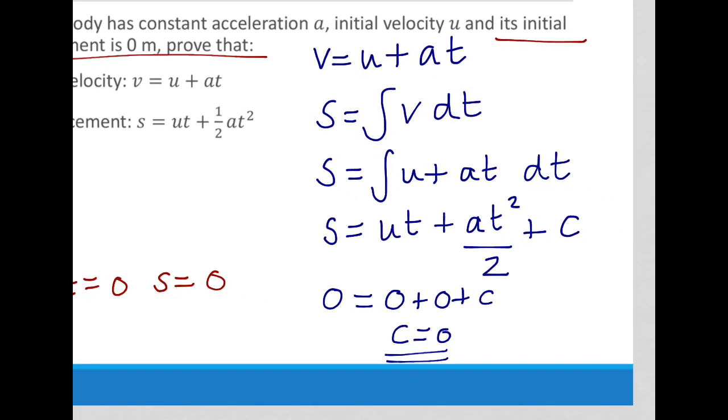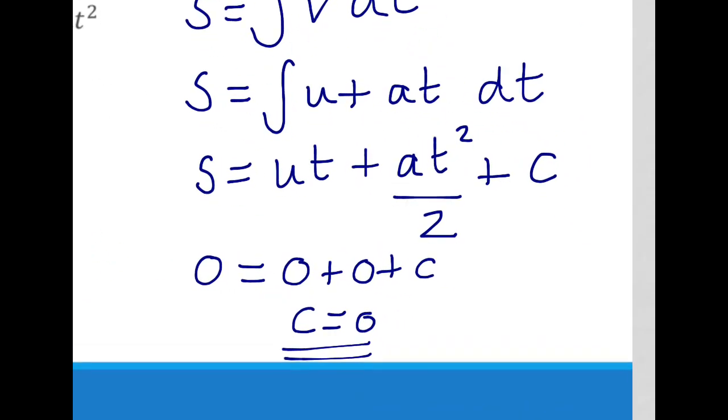So therefore, I now can move on and just say that finally s equals ut plus half at squared. And there we go. I've proved that is my Suvat equation, and again I've used my calculus knowledge to do that, and we're linking all of our maths now together.